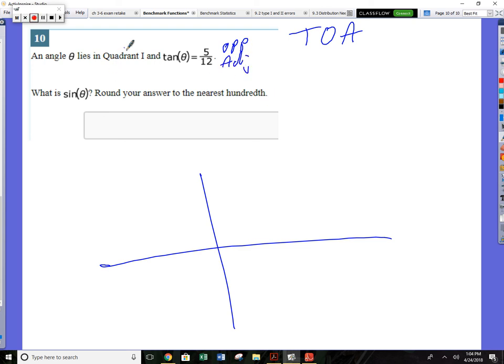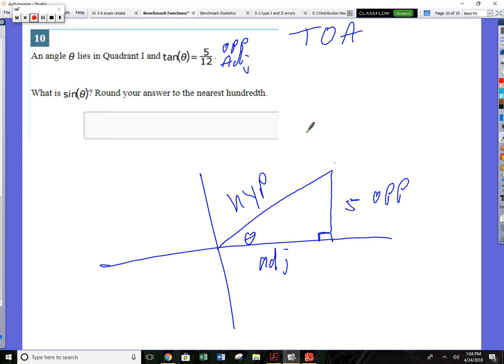So in quadrant 1, so check this out. You've got theta right here. You're going to draw a triangle. We're just going to make a triangle. It's going to have a hypotenuse and 2 legs. Now here we go. This is theta. So this is going to be opposite. This piece right here is going to be the hypotenuse. This piece is going to be the adjacent. And they're going to tell you this triangle is 5 tall, because 5 is the opposite piece, and 12 is the adjacent. So 12 is that piece.